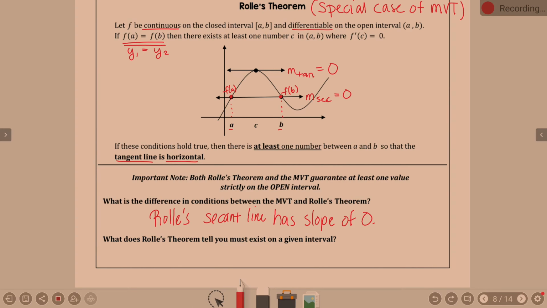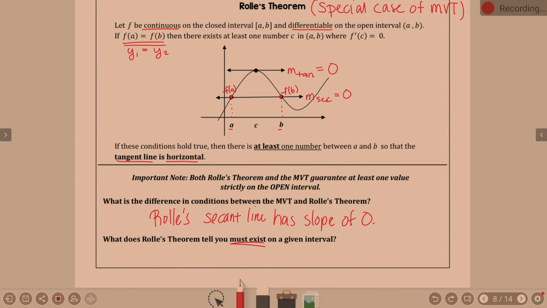Okay. What does Rolle's tell you must exist? Strong word there, right? Must. That's always a word to watch for in true false questions and stuff, right? Must exist on a given interval. Well, what does a tangent line of 0 represent? A min or a max, officially, right?